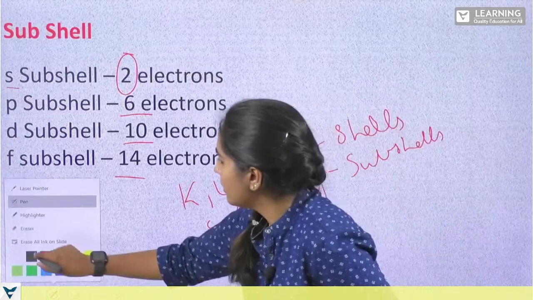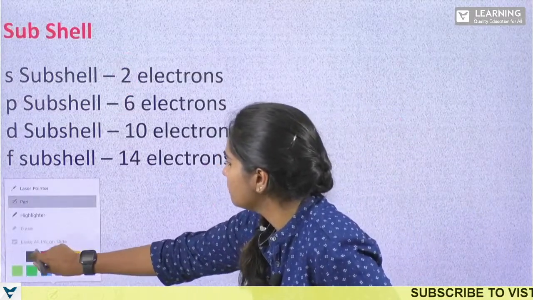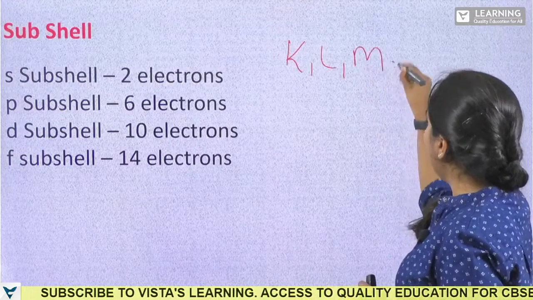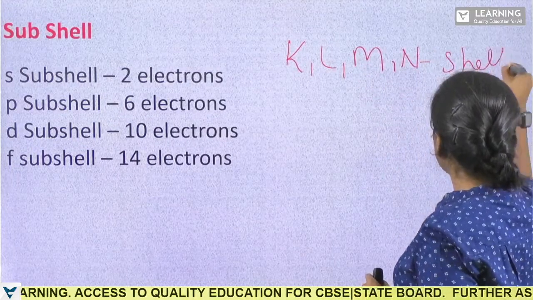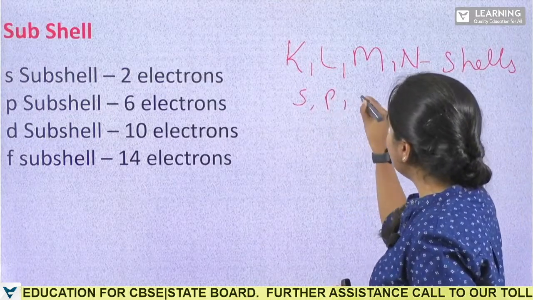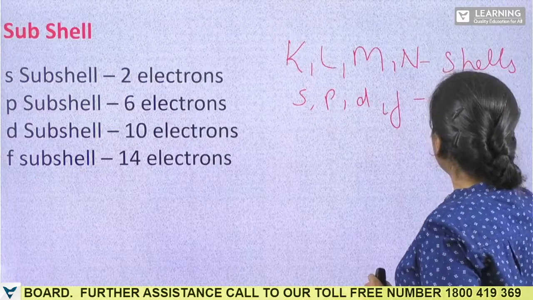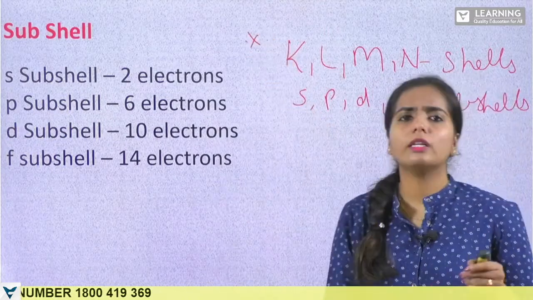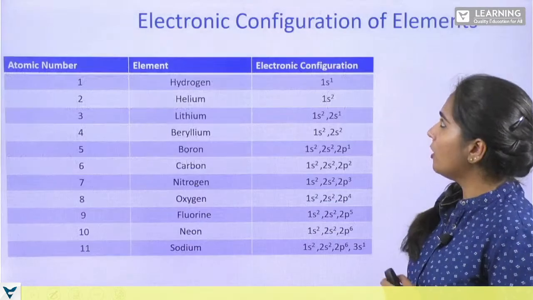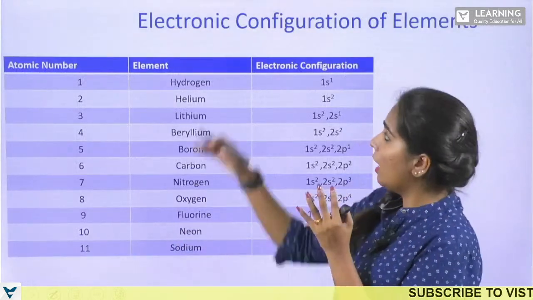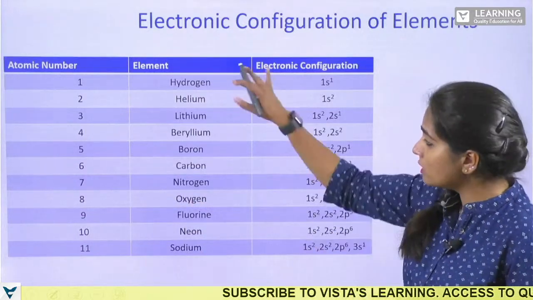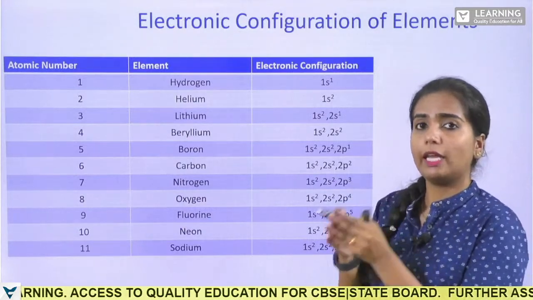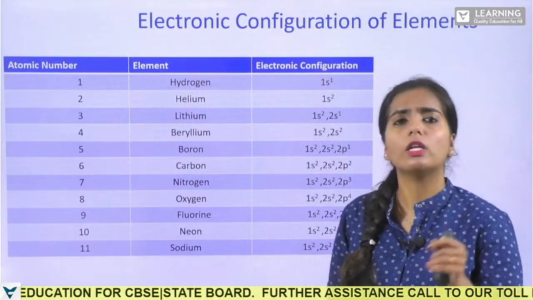I will just write it straight so that it will be clear to understand. What did I tell? K, L, M and N are shells, and S, P, D and F are subshells. So these alphabets are the ones you are supposed to remember in an electronic configuration. Moving on, I have given the electronic configuration of a few elements here. These are the elements you are supposed to remember for your syllabus. You can take some time and see what the elements and their electronic configurations are.